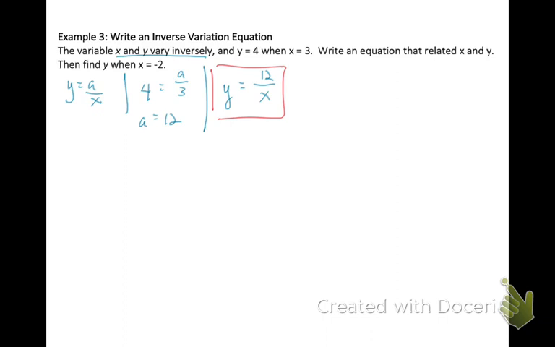And then find y when x equals -2. So we will plug in -2 for x, and that will equal -6.